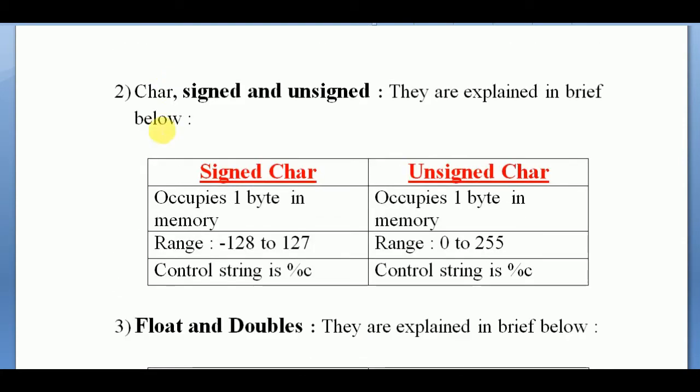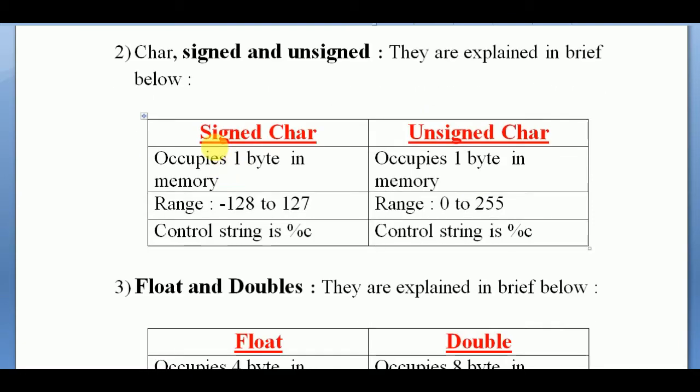So now let us move on to characters, that is signed and unsigned. So the classification between signed characters and unsigned characters are: signed characters occupies 1 byte in memory. The range of signed characters is minus 128 to plus 127. Next is the control string for signed character. So the control string for signed character is %c. Next comes on is unsigned character. So unsigned characters also occupies 1 byte in memory. Next, the range for unsigned character is 0 to 255. Next comes the control string for unsigned character, which is %c.